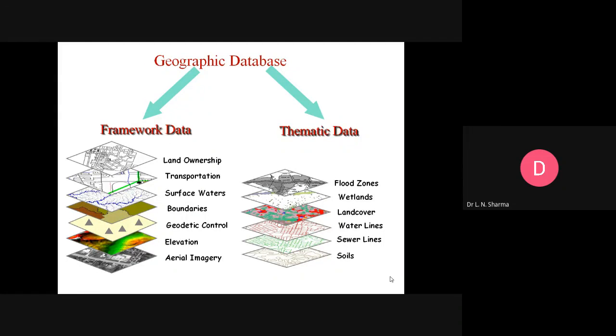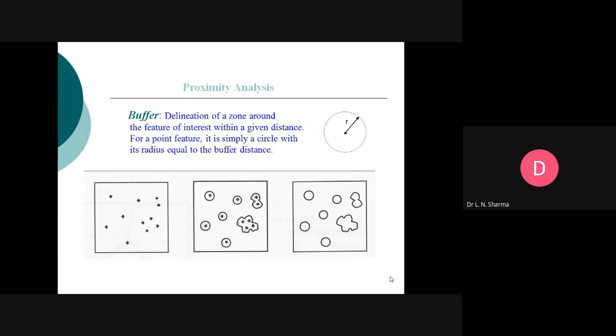But if you are looking for a particular theme, for example, the Chief Minister wants to know what are the flood-prone zones in the district or in the state, or what are my wetlands in my district, or what is the land cover, does it support crops, and a water resources person may be interested in knowing what are the water lines, sewer lines, or agriculture may be interested in knowing the soils. So then we call it a particular thematic information, addressing a particular theme. Then we call it thematic data.